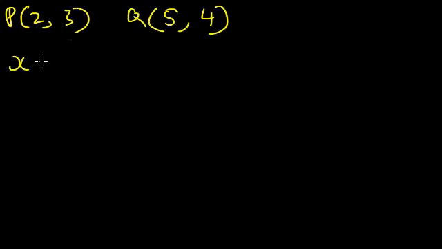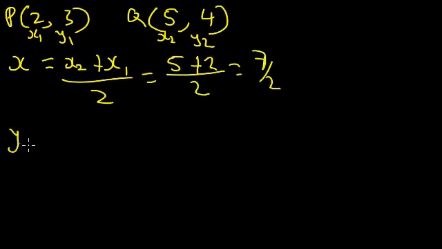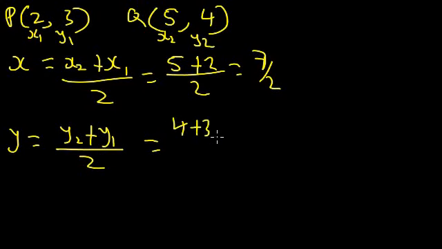To get that, you get the x first. This will be your x1, this will be your y1, this will be your x2, and this will be your y2. So for the x-axis, that will be x2 plus x1 all divided by 2, which is 5 plus 2 all divided by 2, and that will be 7 over 2. Along the y-axis, that will be y2 plus y1 all divided by 2, which is 4 plus 3 divided by 2, that's 7 over 2. And that's how to use these proofs to solve a problem involving finding the midpoint.